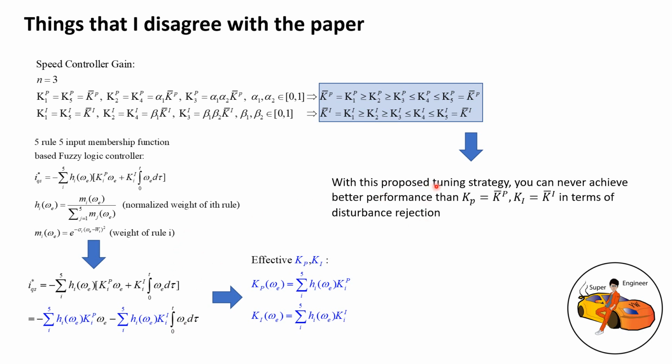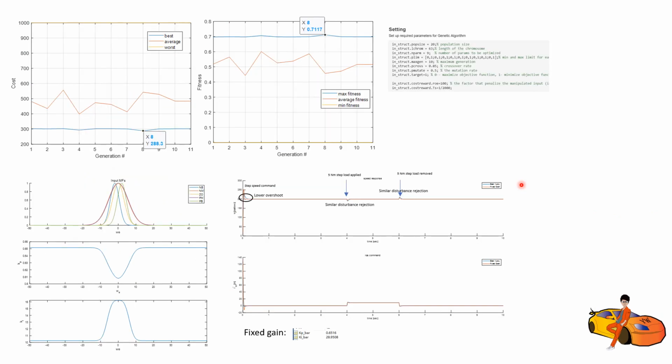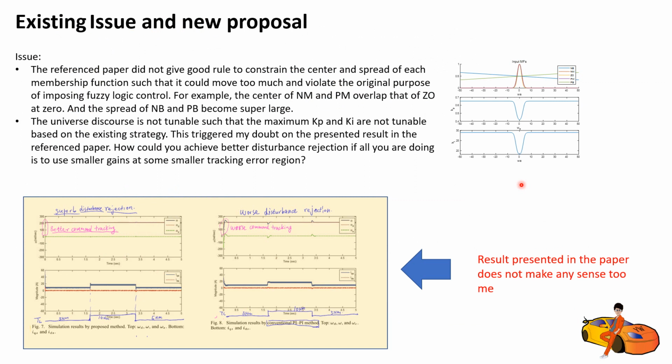So with this proposed tuning strategy, you can never actually achieve better performance in terms of disturbance rejection than if you just use the fixed, largest gain. That's just my own opinion, because the paper actually showed very superb disturbance rejection results.